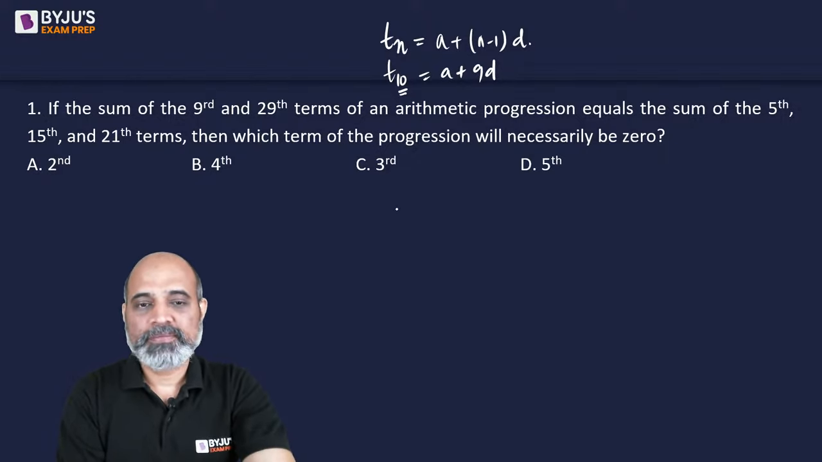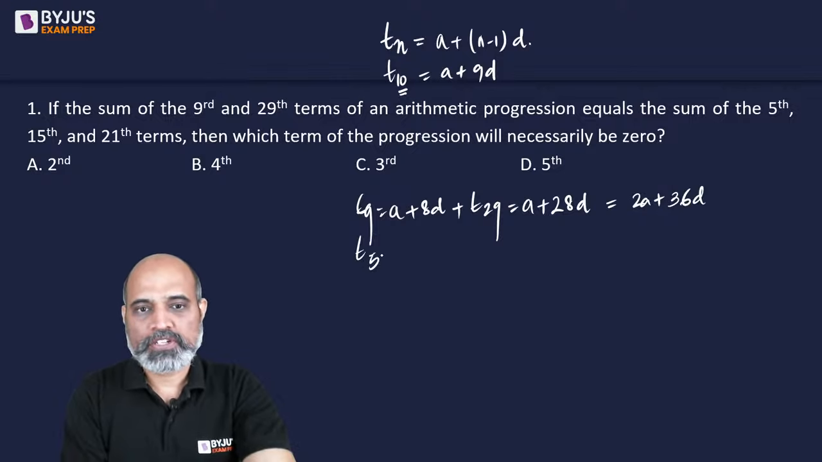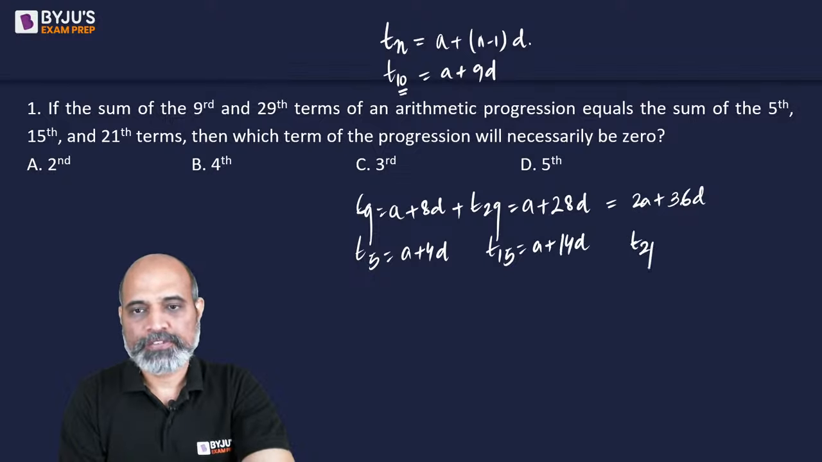So 9th term is going to be a plus 8d. 29th term is going to be a plus 28d. So if we add these two, we'll be getting 2a plus 36d. Now, 5th term is going to be a plus 4d. 15th term is going to be a plus 14d. And 21st term is going to be a plus 20d. If we happen to add these three, we'll be getting 3a plus 38d.